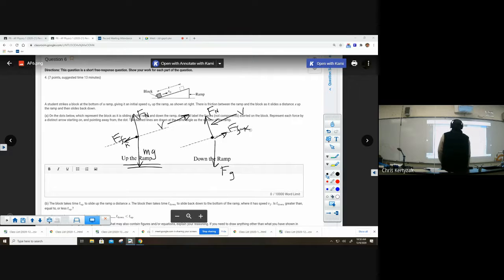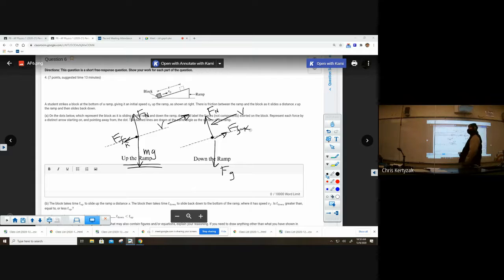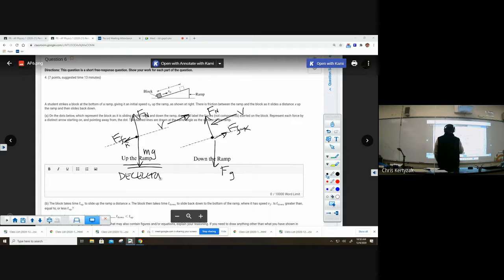B, the block takes time t to slide up the ramp, and it takes a certain amount of time to come back down the ramp from the top back to the bottom. Let's compare them. Which is greater, the time for it to go from the bottom up to the top of the ramp, or the time for it to go from the top back down to the bottom of the ramp? Well, it depends on the acceleration, how rapidly it's speeding up, or how rapidly it's slowing down. We know that on the way up the ramp, it's decelerating at a certain rate. And we know that when it's going down the ramp, it's accelerating at a certain rate.